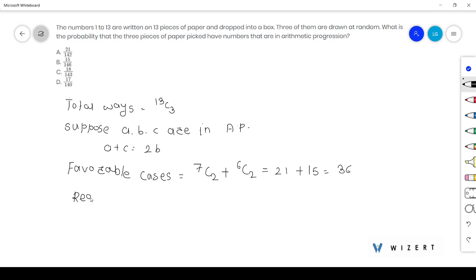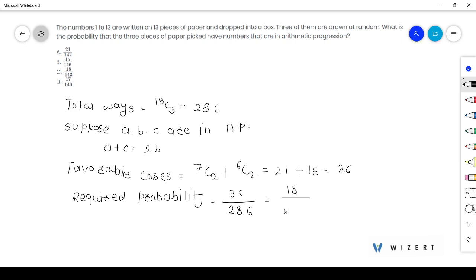Now the required probability is given by favorable outcomes, which is 36, divided by the total number of ways, which is 13C3. Now 13C3 can be calculated by 13 factorial divided by 3 factorial into (13 minus 3) factorial. It means 13 into 12 into 11 divided by 3 factorial. So it is 286. So 36 divided by 286 is the required probability.